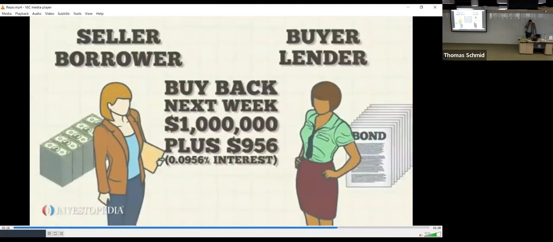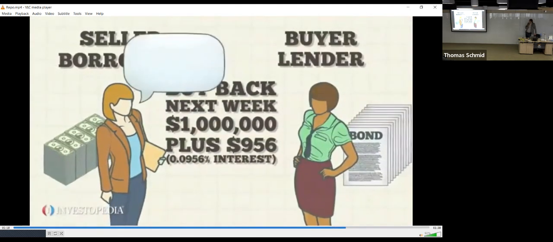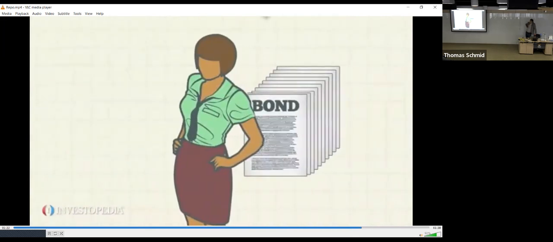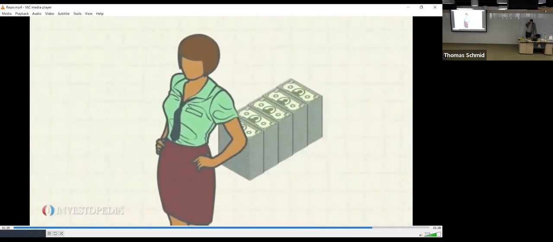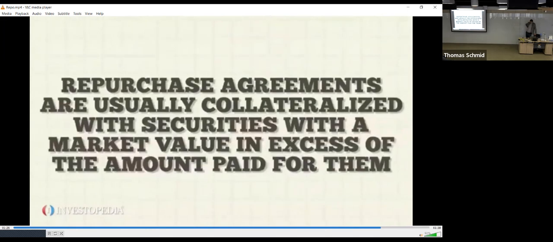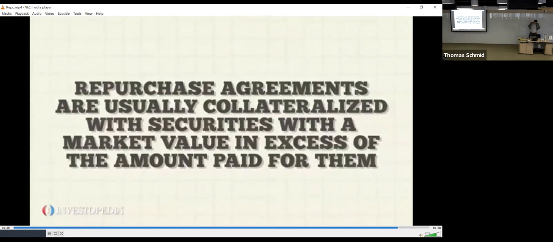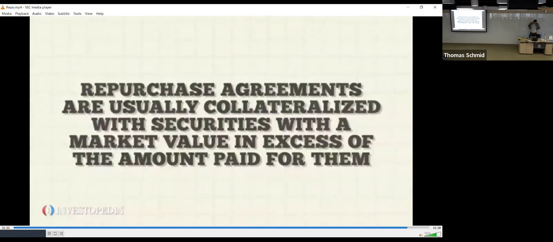One risk to keep in mind, the original seller might be unable to repurchase the securities. In that case, the buyer has the right to sell the securities on the market. To mitigate this risk, repurchase agreements are usually collateralized with securities with a market value in excess of the amount paid for them.